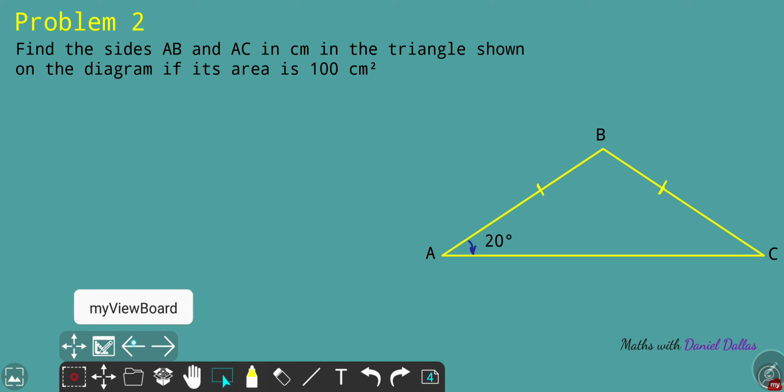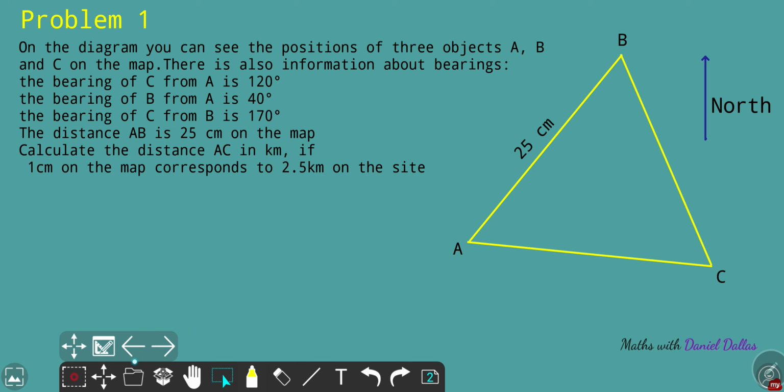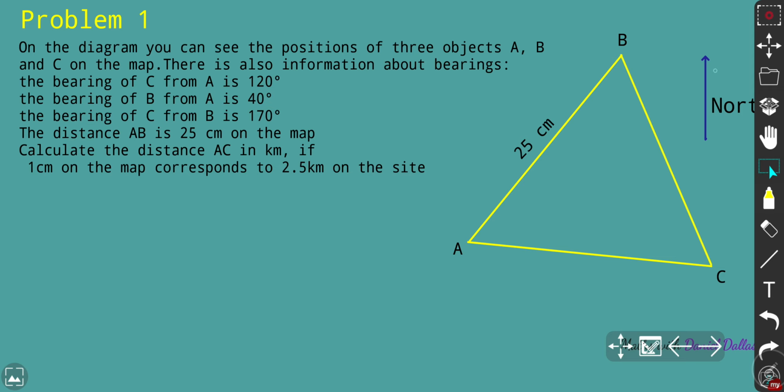And let's get started. Okay, so what we're gonna do, we are given a north direction here. Here is the map, and we have three objects. We are given the bearings. Okay, we need to calculate the distance AB. So it's right. We need to calculate distance AC in kilometers if we have the scale.